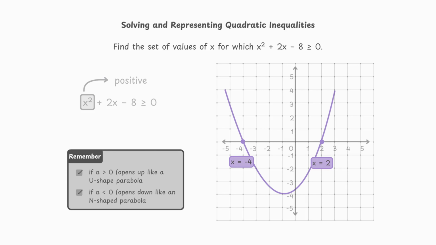Finally, we can write the solution clearly. X belongs to the real numbers such that x is less than or equal to -4, or x is greater than or equal to 2. Take a moment to look at the graph and connect it with the algebra. Once you can see both together, solving quadratic inequalities becomes much clearer and more intuitive.